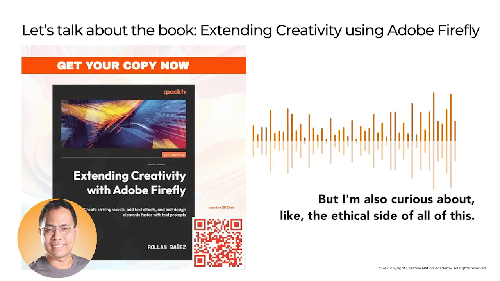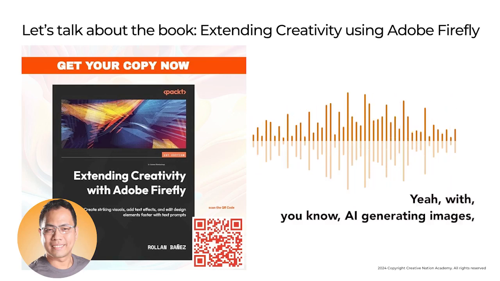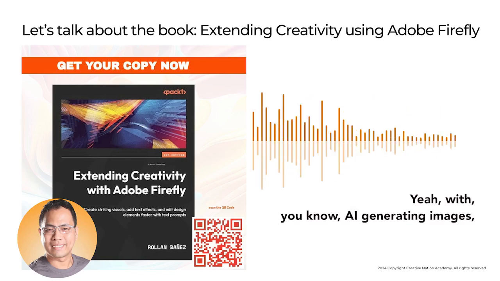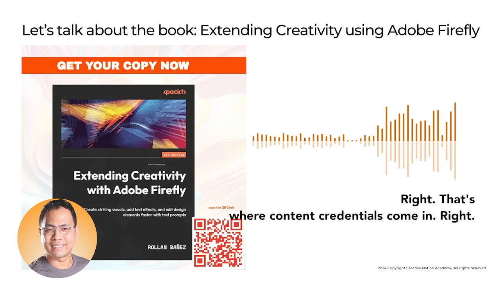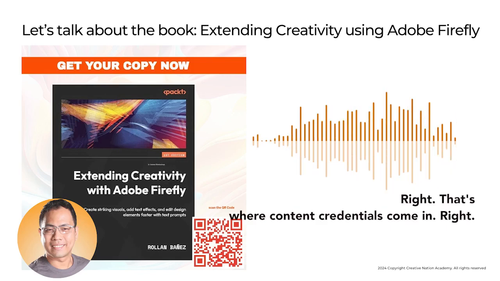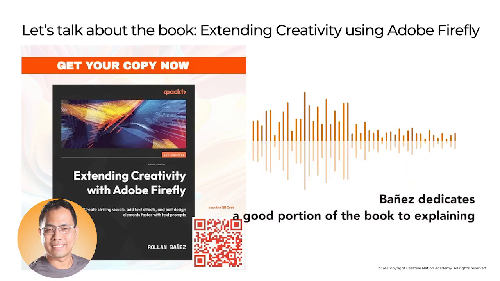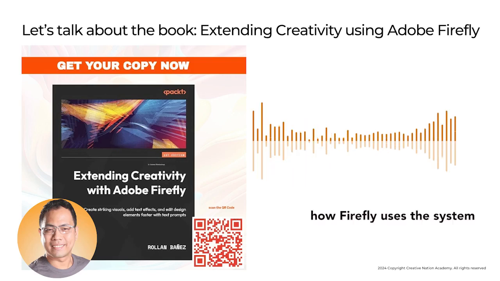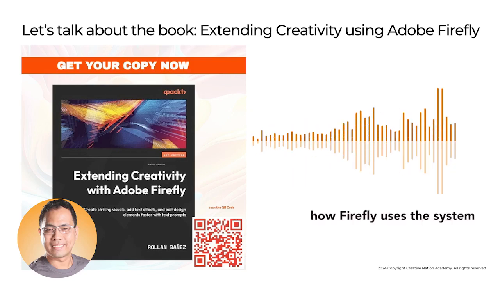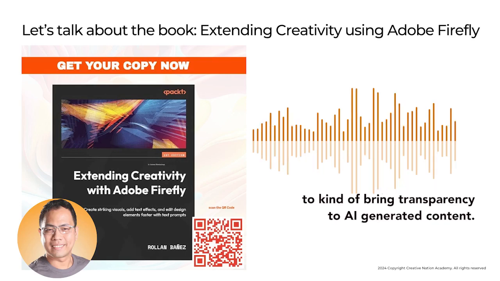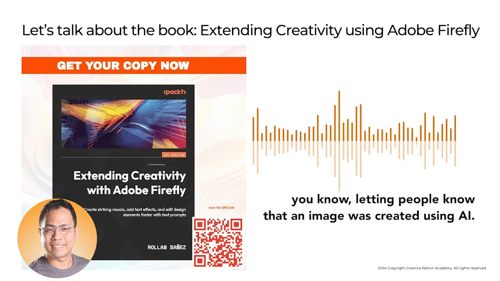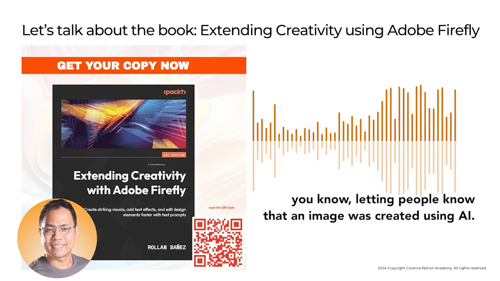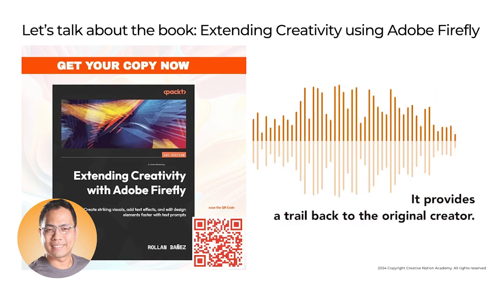But I'm also curious about the ethical side of all of this. With AI generating images, how do we ensure that credit is given where it's due? That's where content credentials come in. Banyas dedicates a good portion of the book to explaining how Firefly uses the system to bring transparency to AI-generated content. It's like a digital signature, letting people know that an image was created using AI. It provides a trail back to the original creator.